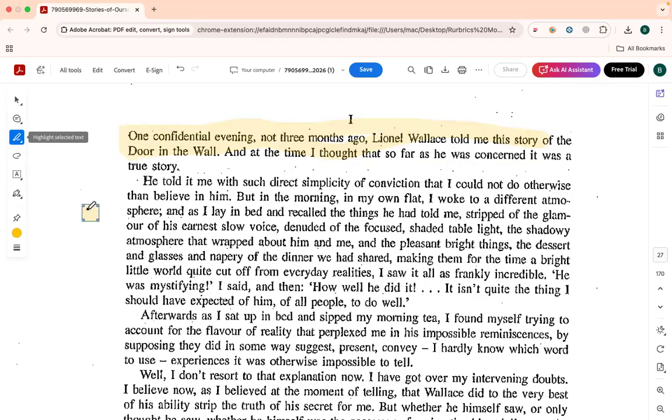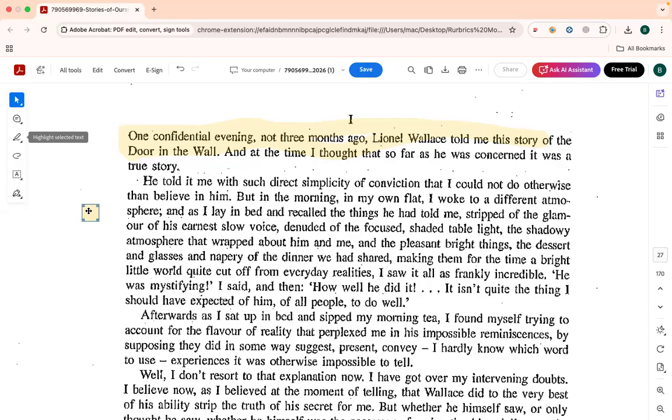One confidential evening, not 3 months ago, Wallace told me this story. Now, the narrator of this story is Redmond, who is the friend of Wallace, and he's a skeptical narrator. Now, we can see the way he has opened up the story. One confidential evening, not 3 months ago, Wallace told me the story of the door in the wall, and at that time, I thought that so far as he was concerned, it was a true story.